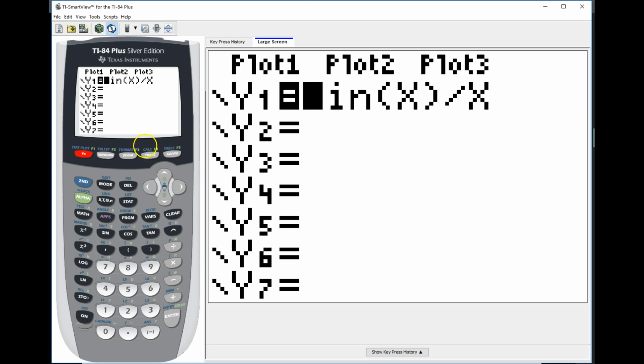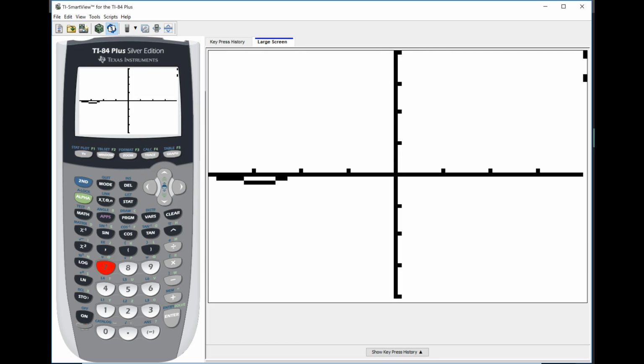Okay, so make sure your calculator is in radian, and we do zoom 7 for trig. What this does is it calibrates the x-axis so that the intervals are increments of pi and not just numbers. So, do we see this?